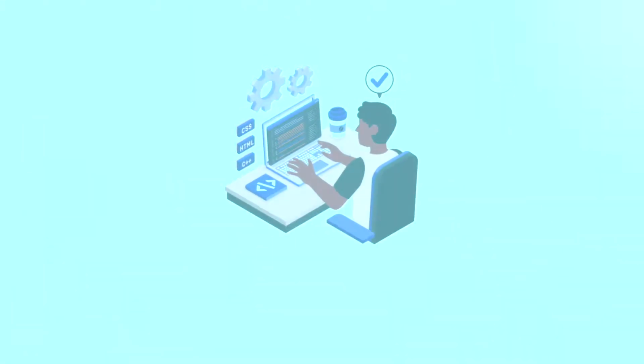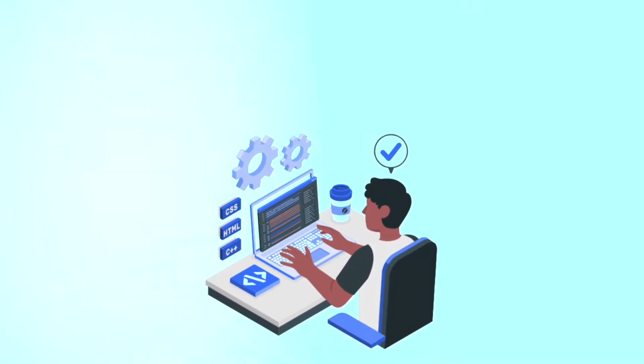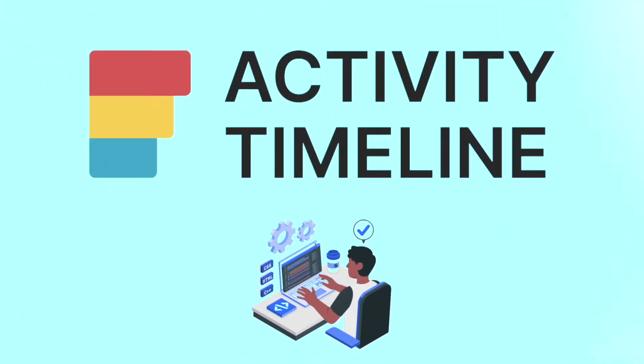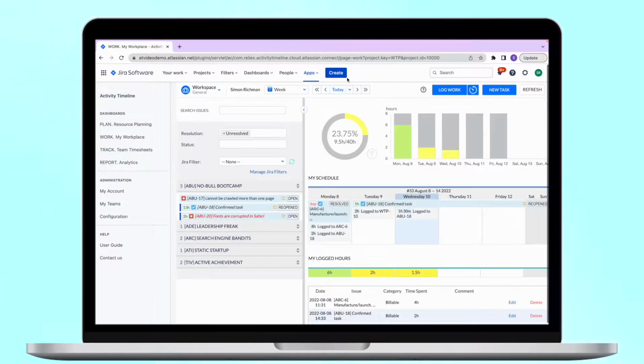Hello everyone! In this brief video, we would like to show you how your employees who don't hold a manager position can use Activity Timeline and its main features. The default view for employee users is called Work My Workplace. In this view, you can see tasks that are assigned to you in different projects.